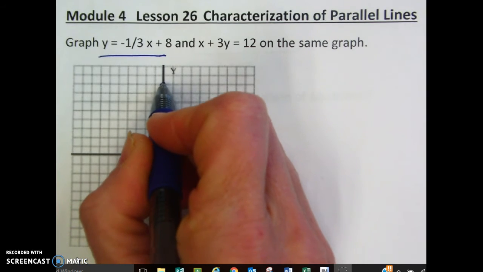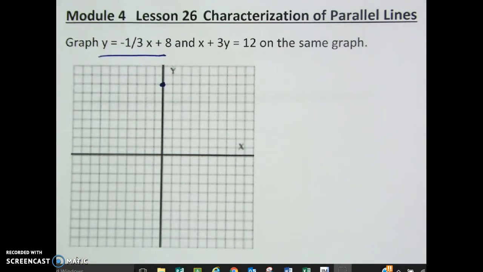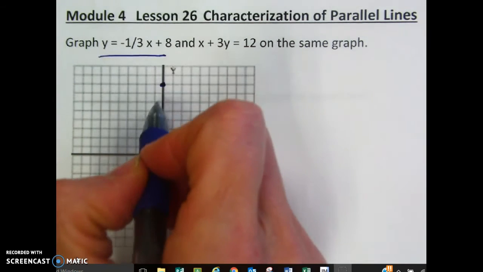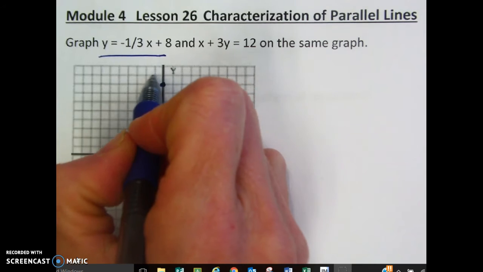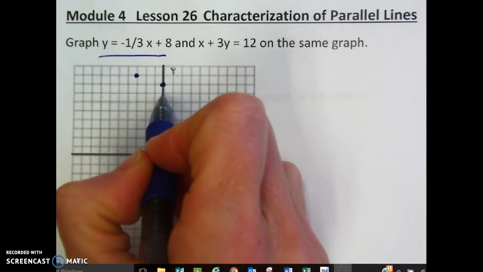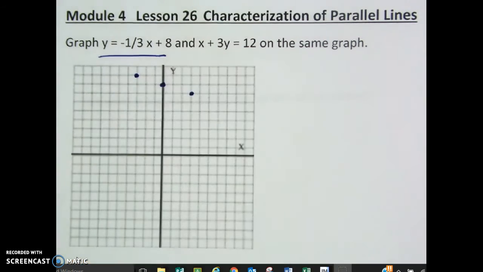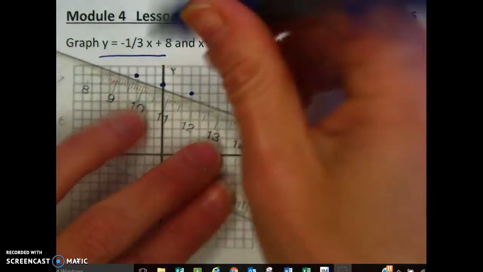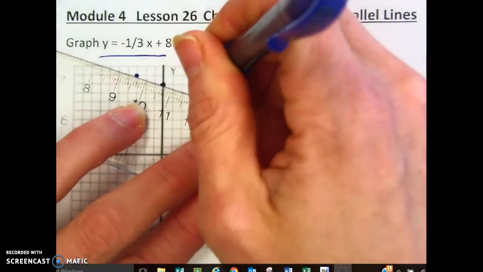So I'll go up to 8, put a dot. That's where my line will go through the y-axis. And my slope is negative 1/3. So rise over run is telling me to go up 1 and over 3 or down 1 and over 3 so that I create a negative slope going downhill from left to right.